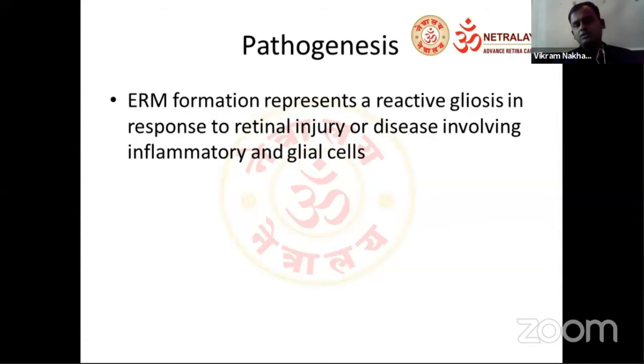Moving on to the pathogenesis, the initiating event or the factors responsible for the development of ERM formation have yet to be fully elucidated. However, there is evidence that ERM formation represents a reactive gliosis in response to retinal injury or disease involving the inflammatory and the glial cells.